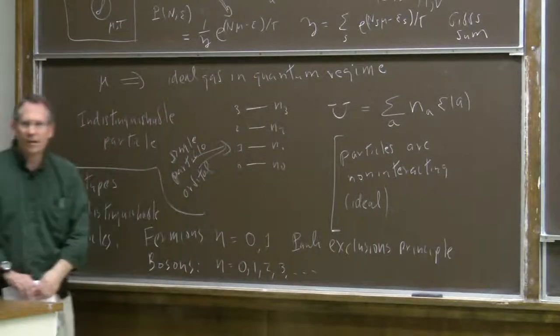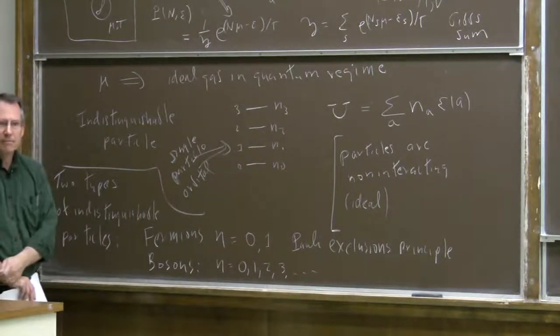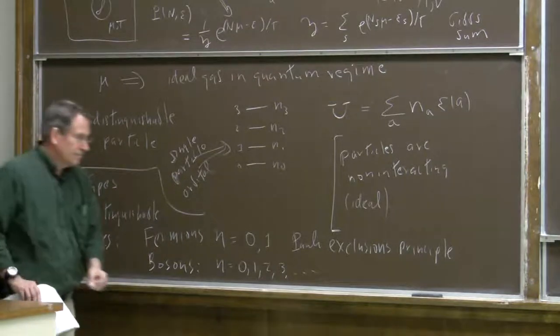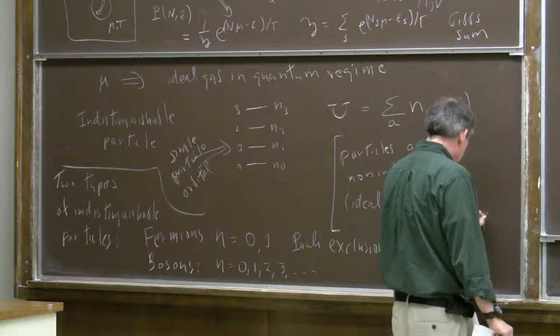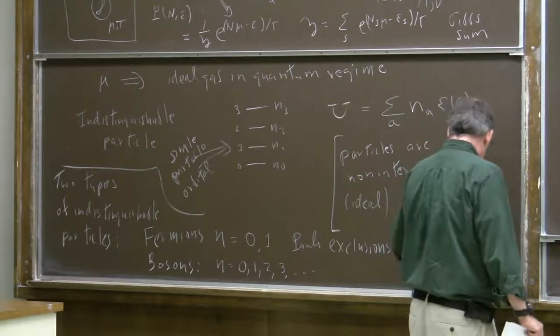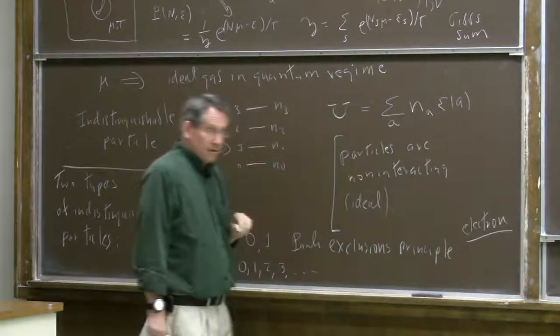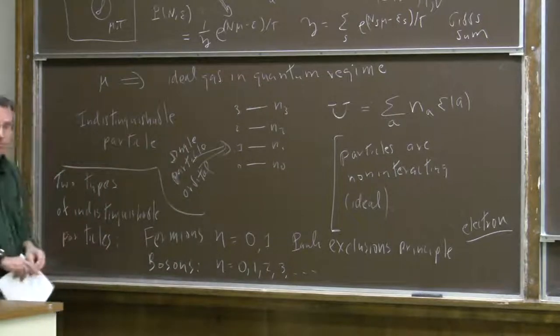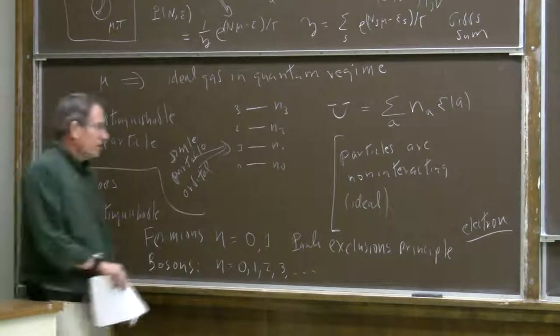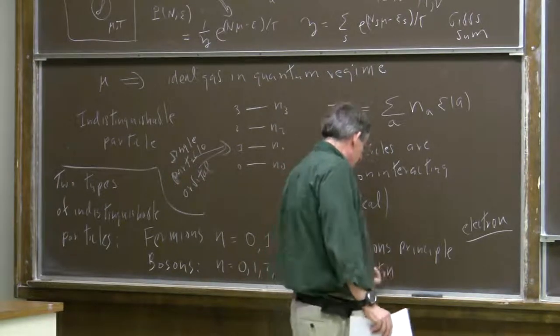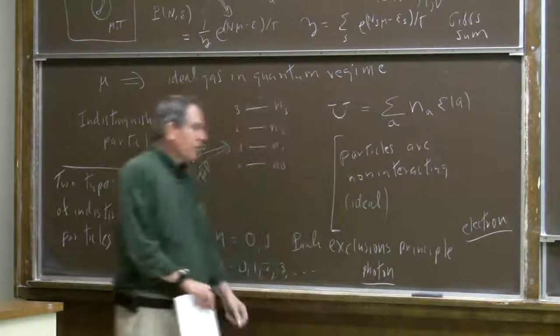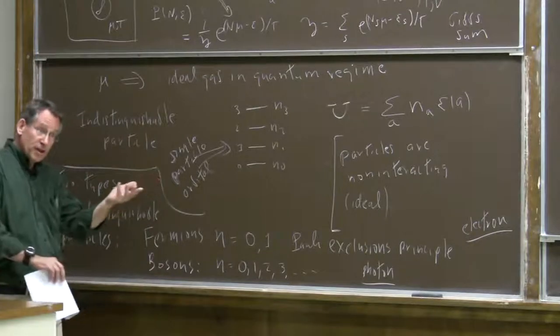Give me an example of a fermion. An electron is a fermion. Example of a boson. A photon is a boson. Of course, we've already talked about distribution functions for photons.